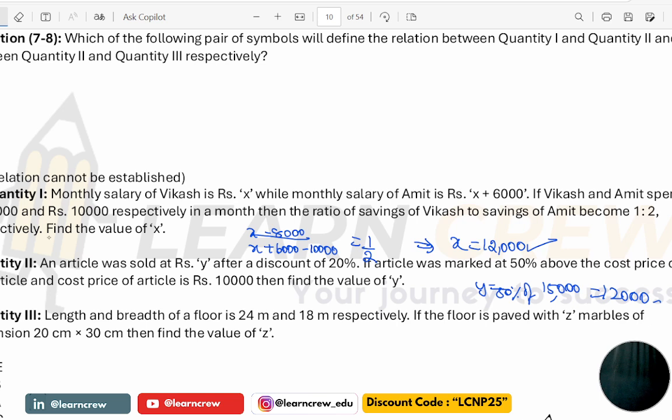So between 1 and 2 you have equal to. Equal to symbol means A. A is there for different options, right?